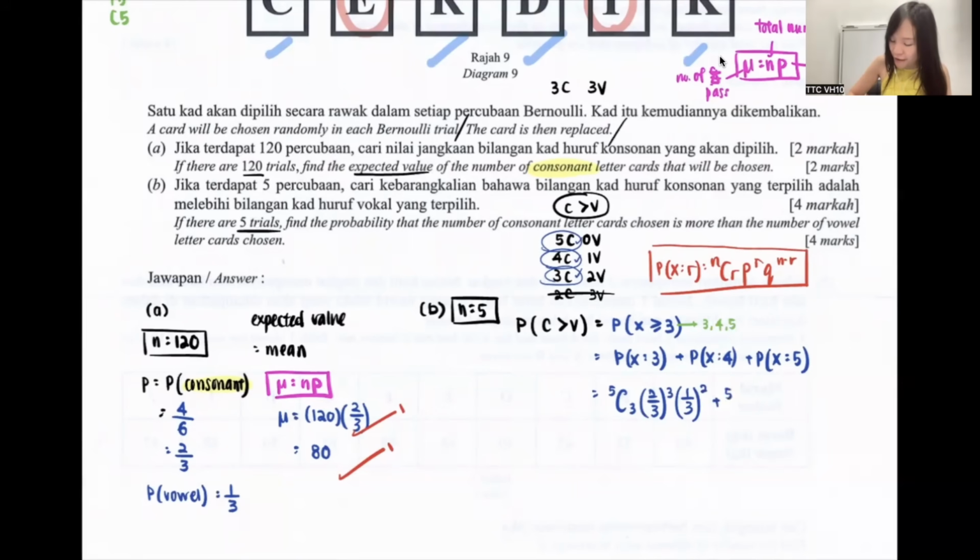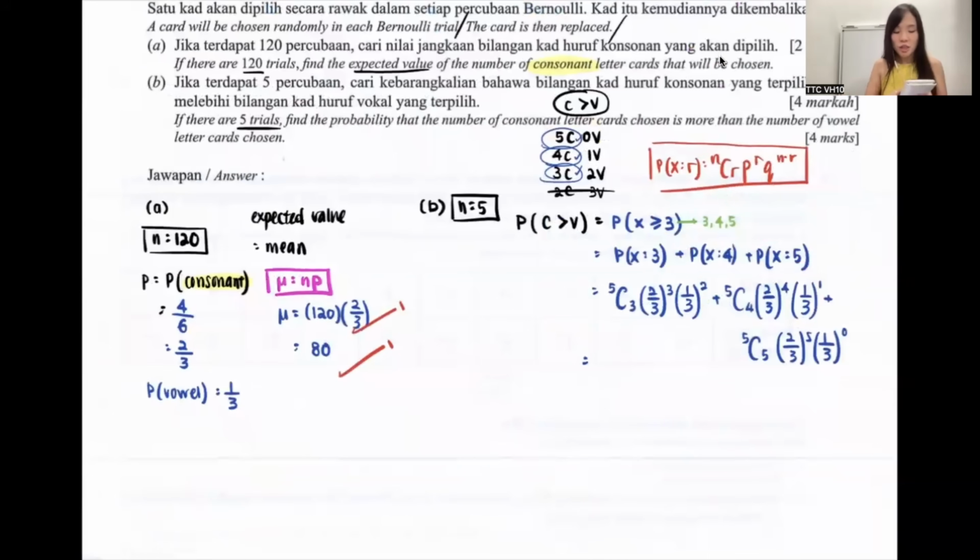Continue the next one. Isn't it out of 5 trials, you want 4 consonants. Probability of consonants, power the number of consonants. Probability of vowels, power the number of vowels. Plus 5C5. Probability of consonants, power 5. Probability of vowels, power 0. So now let's just press the calculator. So 5C3 times 2 over 3 power 3 times 1 over 3 power 2.